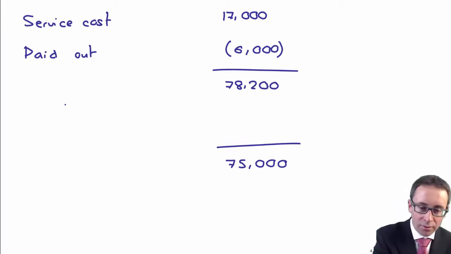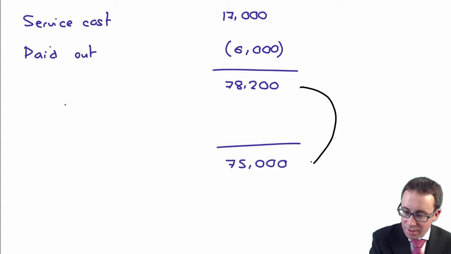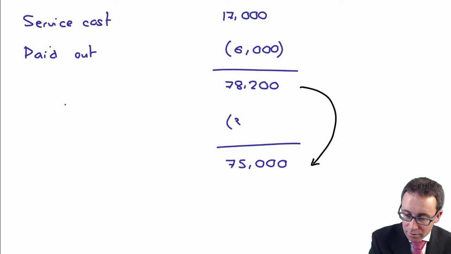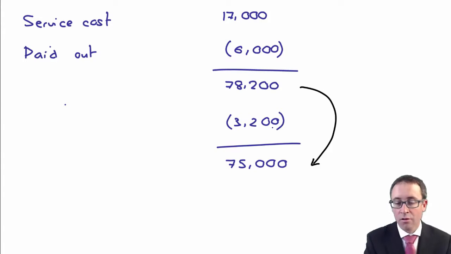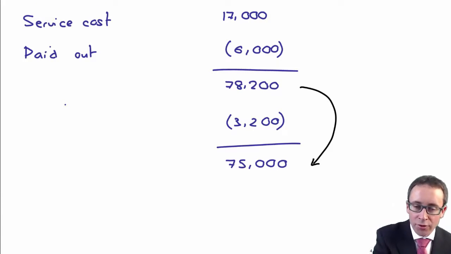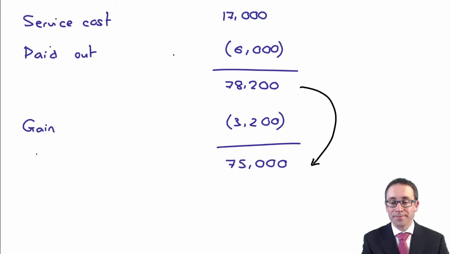Now, I'll just be careful. We're going from 78,200 to 75,200. So a reduction of 3,200. Okay. Now that's a reduction in a liability. Reductions in liabilities are quite useful, aren't they? That's a good thing. So that is a gain.